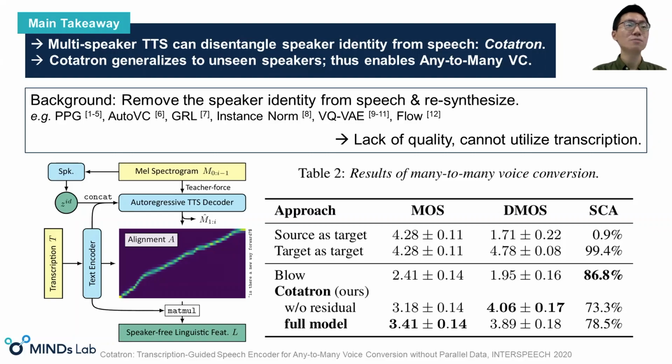Then, the Cotatron features are obtained with matrix multiplication between the text embedding and the alignment, which are both speaker independent. By training a decoder to reconstruct the speech from Cotatron features and speaker information, we got the state-of-the-art results on voice conversion between 108 speakers from VCTK dataset, which is shown in the table on the right side. We also show that Cotatron generalizes to unseen speakers by showing the any-to-many conversion.